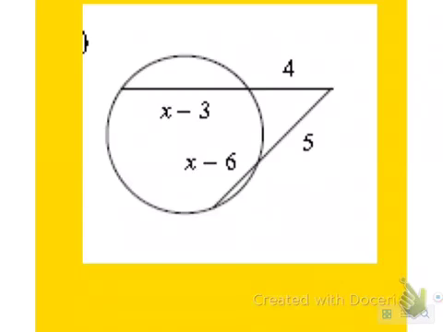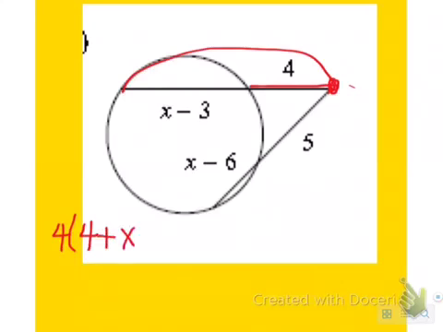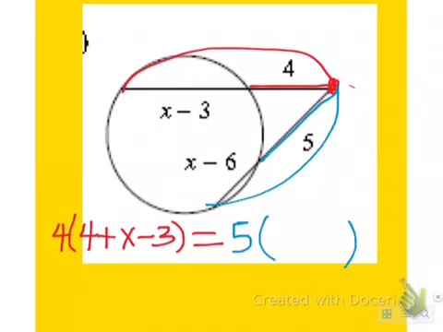Here's another example. Again, I'm using two secants. They meet outside. So the formula tells me to use the external part. So the external part is 4. And the whole secant is going to be 4 plus x minus 3. And that's going to be equal to the same thing on the other secant, which is the external part, 5, times the whole secant, which would be 5 plus x minus 6.